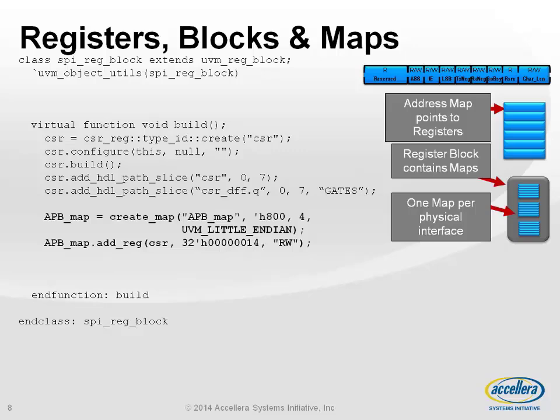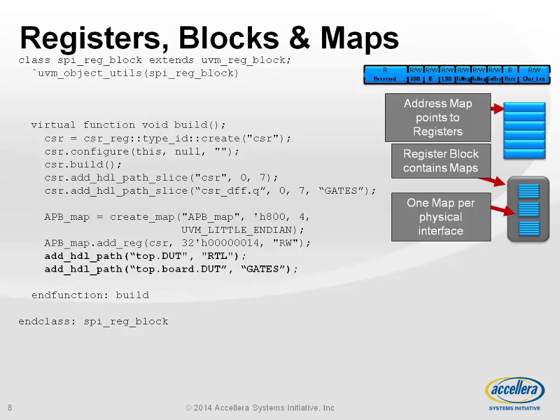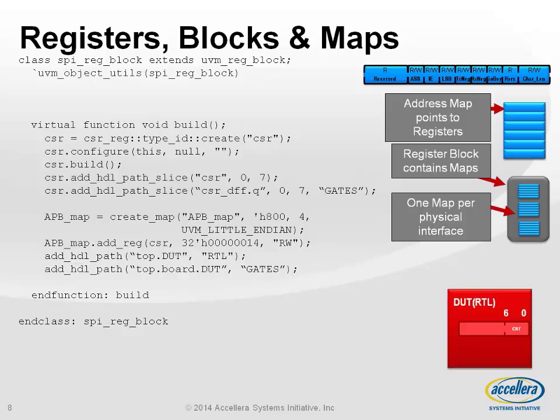So now the address map knows all of the addresses of all the registers that we're going to use to access our block. Then we have to specify the HDL path for all of the registers that are specified in this block. So top.dut for the RTL, that means that our RTL register is going to be top.dut.csr, and it's going to be 7 bits wide, starting at 0, the least significant bit. So that's our CSR. And in the gate level representation, it's called CSR DFF.